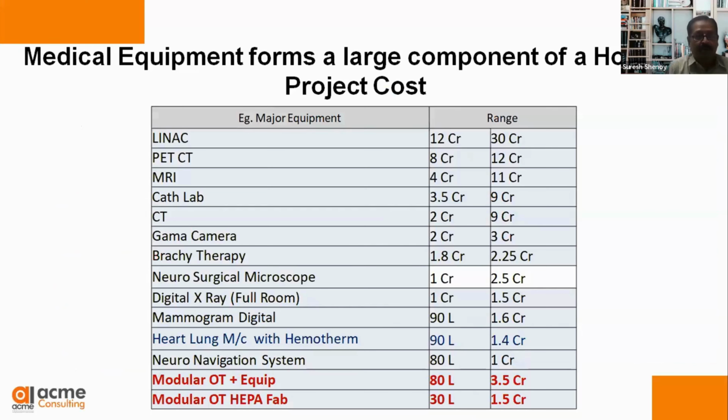As all of you know, medical equipment always forms a large component of a hospital project cost. It can go even as high as up to 60% for a very high-end hospital. But when it is a small hospital, it can start from around 25% to 30-35% of the total project cost, because many of the equipments are very costly, as you can see in this slide, like Linac, which is costing around 10 crores to 30 crores. It goes down.